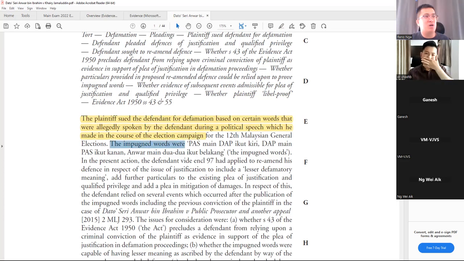The imputed words were pas main TFP ikut gili. TFP main pas ikut kanan. Angwa main dua-dua ikut belakang. Okay, don't laugh. Okay.